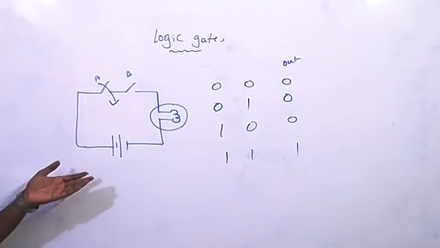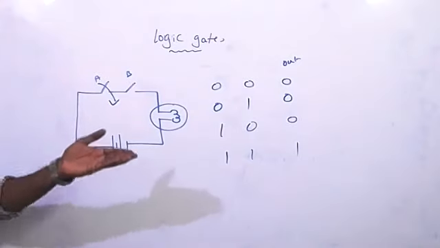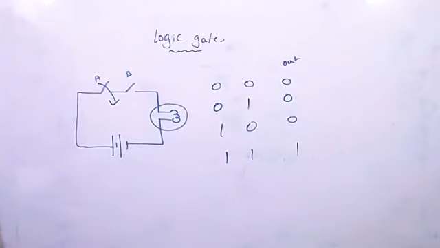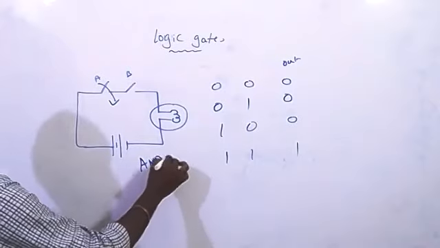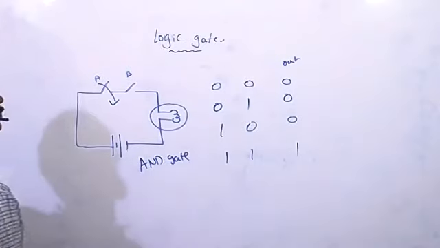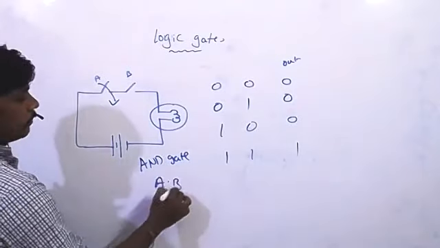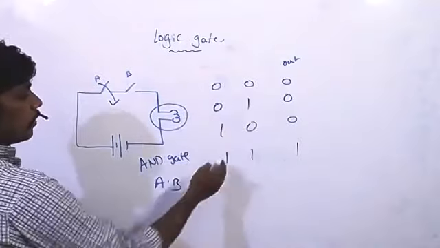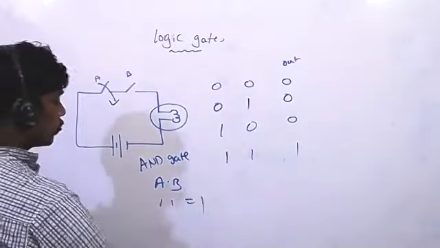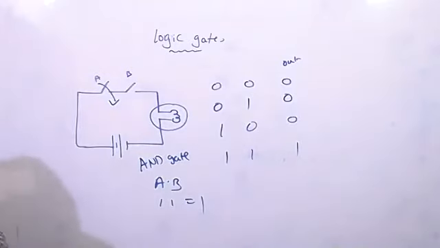AND gate, what is the meaning? When the 2 inputs are high, then only you will get output 1, output high. That is what the AND gate is. So it is AND gate. A into B: 0 into 1 is 0, 0 into 0 is 0, 1 into 0 is 0, but 1 into 1 is 1. So only when both are 1s, the output is 1.